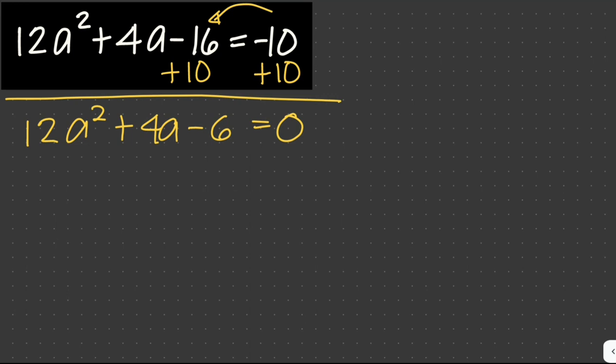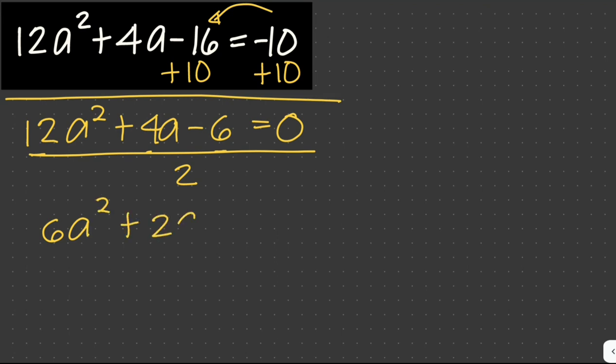Now we have a new equation here. Have you noticed that all of the coefficients of each term are divisible by 2? So we can divide both sides by 2 to reduce this one. Then our equation would become 6a squared plus 2a minus 3 equals 0.